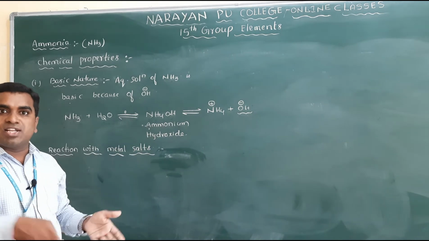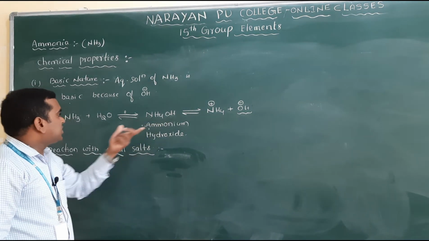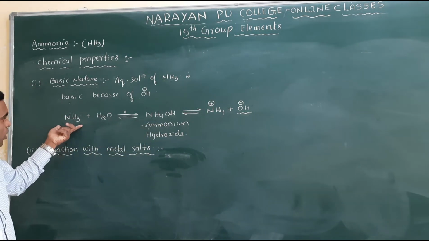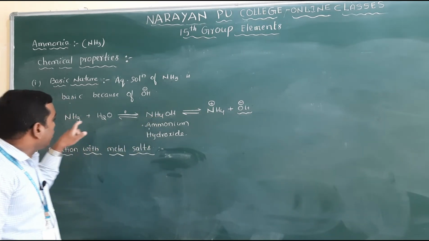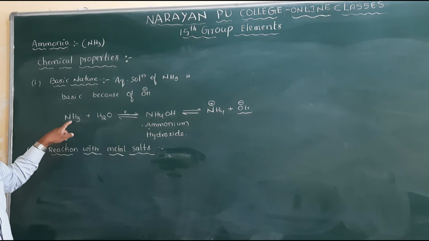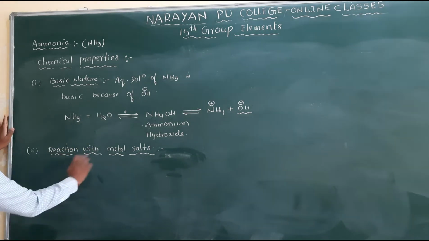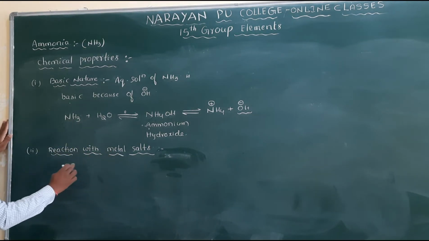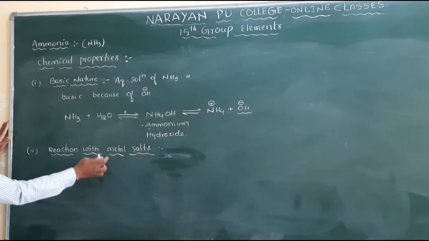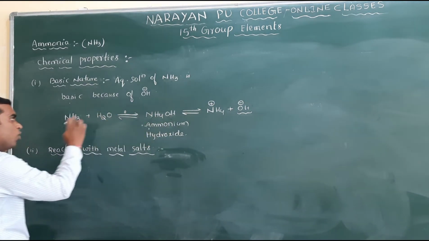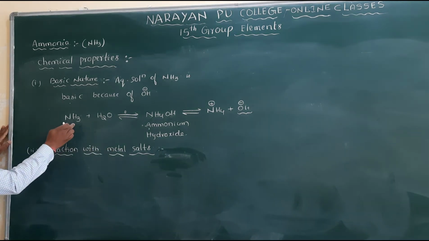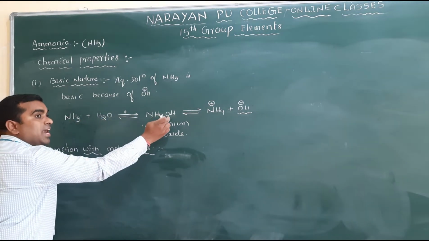Since ammonia is easily soluble, sometimes we write ammonia, or sometimes we write ammonium hydroxide. Hydroxide means solution of ammonia. Solution of which one? Ammonia, remember that. So, reaction with metal salts. Metal salts will react with the ammonium hydroxide solution, the ammonia solution. If I say ammonia solution, then you have to write ammonium hydroxide.